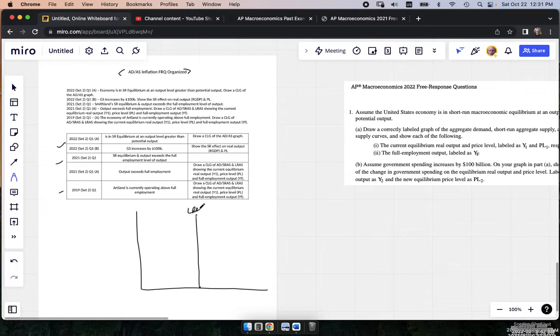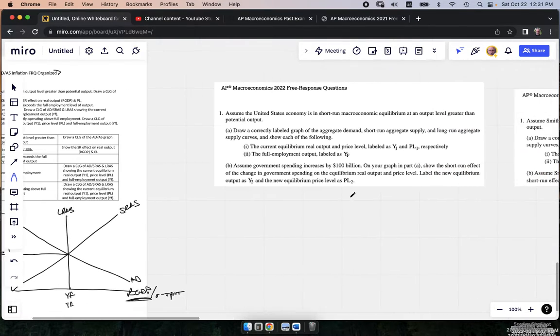We've got a long run vertical aggregate supply curve, an upward sloping short run aggregate supply curve, and a downward sloping aggregate demand, with price level on the vertical and real GDP on the horizontal. We could also call this output if we wanted to, but you and I should always write real GDP. We're going to have a stable price level, let's call it PLE. Let's call this YF or YE. Doesn't matter. It stands for income at full employment or output at full employment. We're pretty golden there.